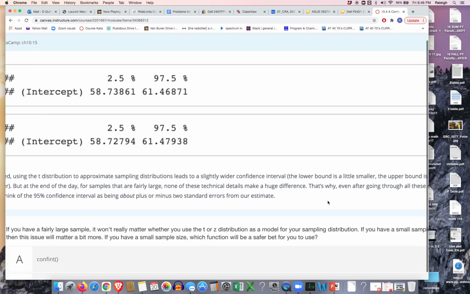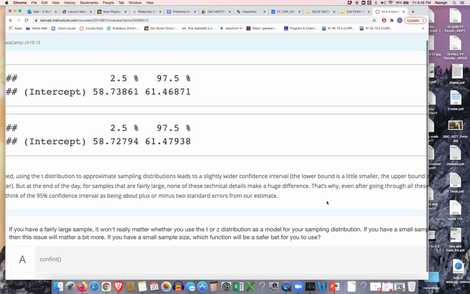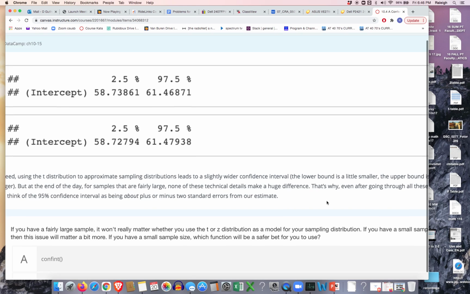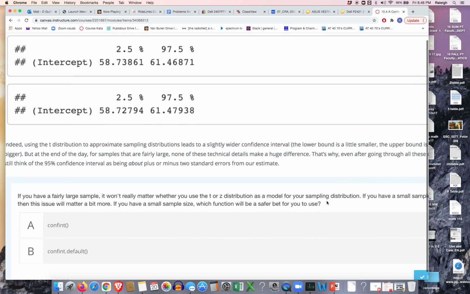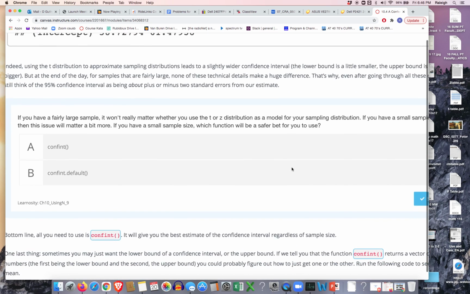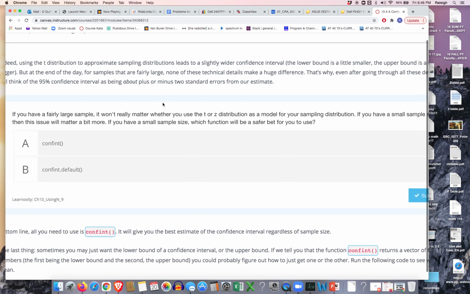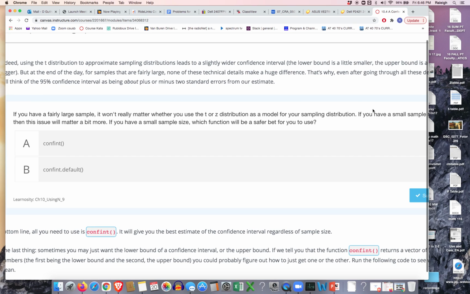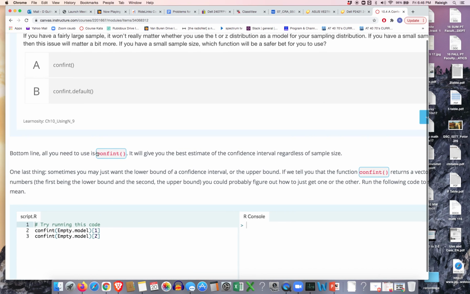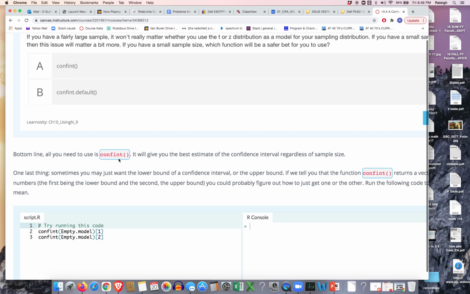I've graded many papers where you'd have to take it out to the second or third decimal place to see any difference at all, and that round-off error was quite important. So plus or minus about 2 standard errors from our estimate is our 95% interval. That's the big news. If you have a fairly large sample, it won't really matter if you use t or z, especially if it's beyond 157 or so. If you have a small sample, it will matter a bit more, sometimes a lot more. So if you have a small sample size, don't use z as the default. Just use the regular confint t. So that is definitely A.